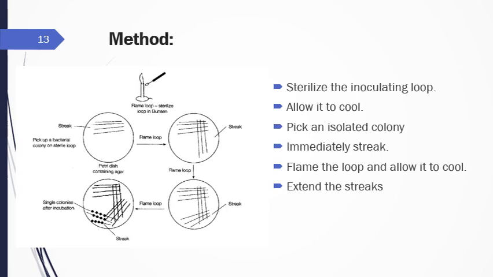Go back to the edge of the area that you just streaked. Extend the streaks into the second quarter of the plate, area 2. Flame the loop again and allow it to cool. Going back to the area that you just streaked, extend the streaks into the third quarter of the plate. Flame the loop again and allow it to cool. Going back to the area that you just streaked, extend the streaks into the center fourth of the plate. Flame your loop once more, and incubate the plates overnight at 37 degrees Celsius.